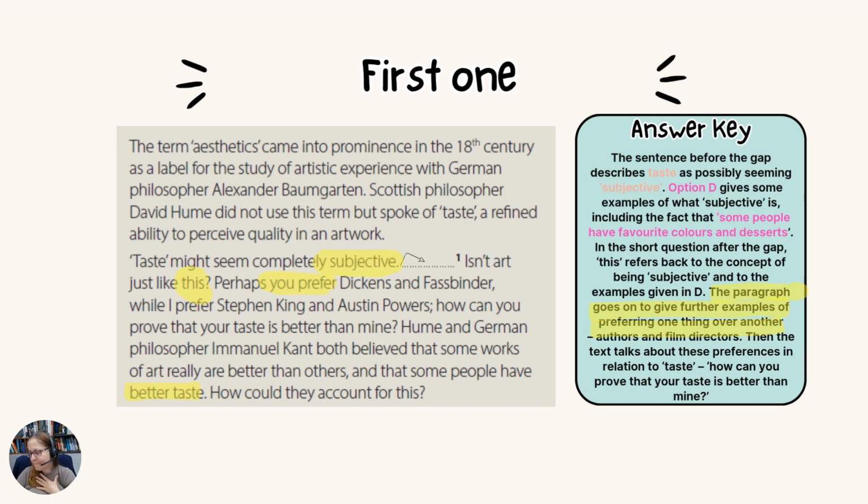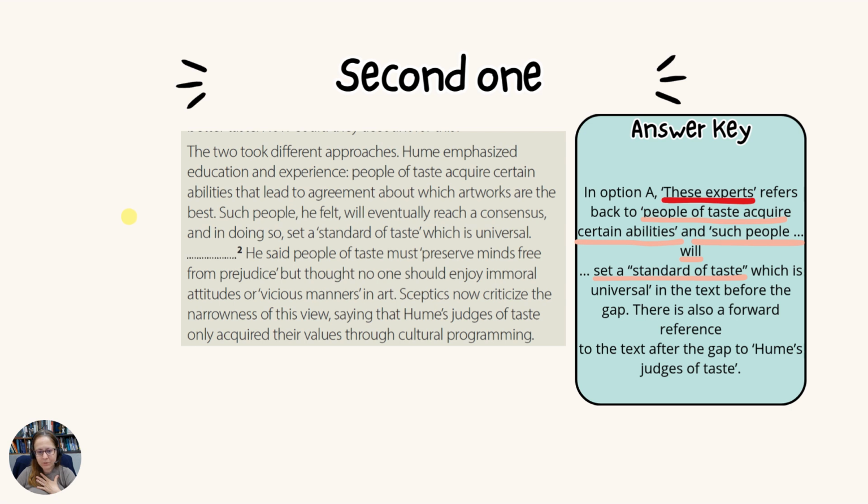So, okay, let's go to the second one. The two took different approaches. We're talking about philosophers here. Hume emphasized education and experience. People of taste acquire certain abilities that lead to agreement about which artworks are the best. Such people, he felt, will eventually reach a consensus, and in doing so set a standard of taste, which is universal. Now they're talking about a standard of taste, and that something is going to be universally liked.